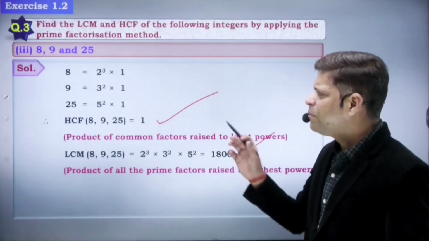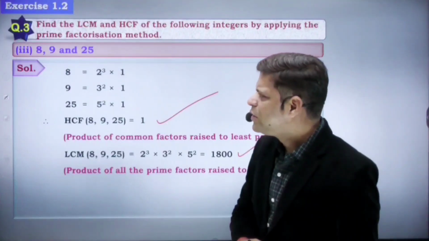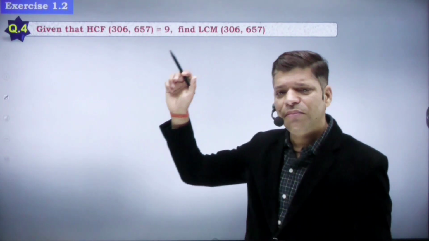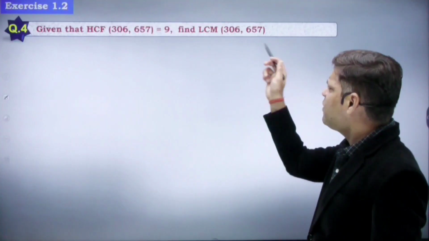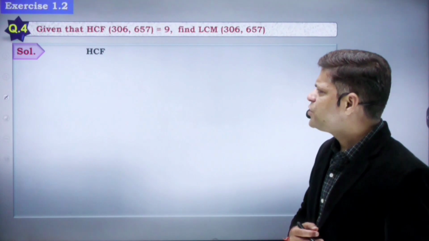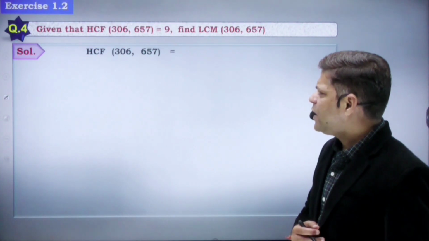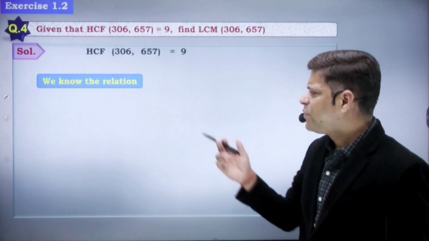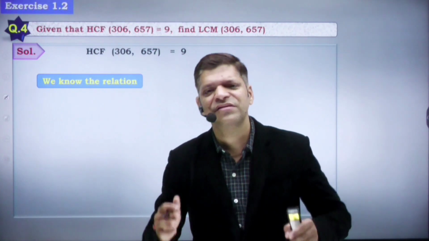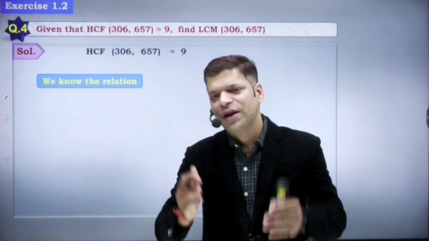Okay, so we have completed question number 3. The next one, question number 4. We are given the HCF of two numbers as 9, and we have to find the LCM of those numbers. So for that we will use the relation. In the relation, we are given HCF 9, and we know the relation, that is, HCF into LCM of two numbers is equal to the product of the two numbers.